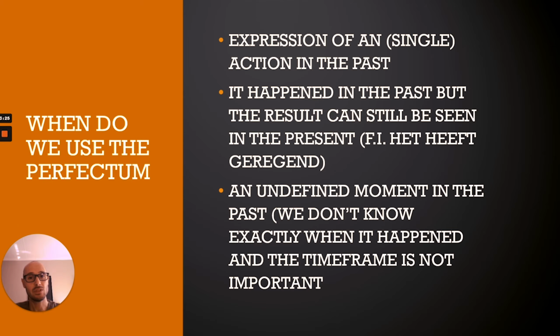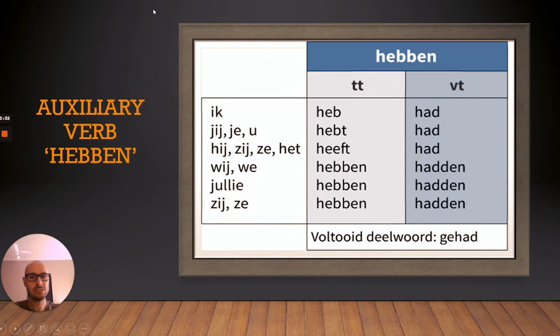Okay, so now we'll speak a little bit about the verbs which we need in order to form the perfectum. Okay, so the first verb you see is the verb hebben. About 95% of the times when you will be forming the perfectum in Dutch, you will use the verb hebben. Okay, as you can see on this image, you see the infinitive hebben. Then on the left side, you see your personal pronouns. Ik, jij, je, u, hij, zij, ze, het, wij, we, jullie, zij, ze.